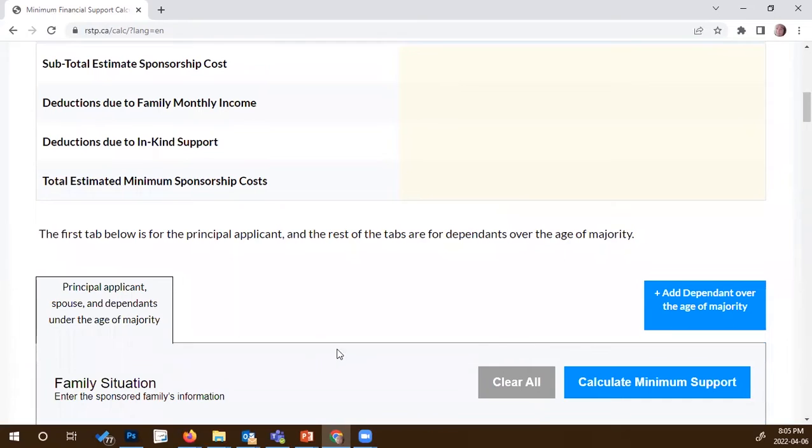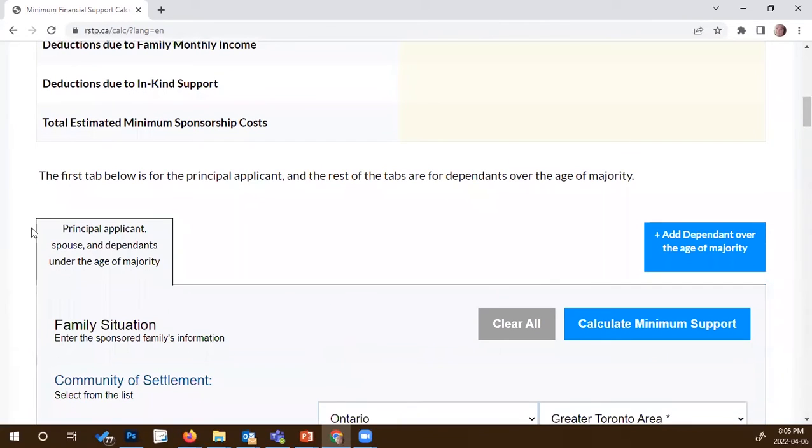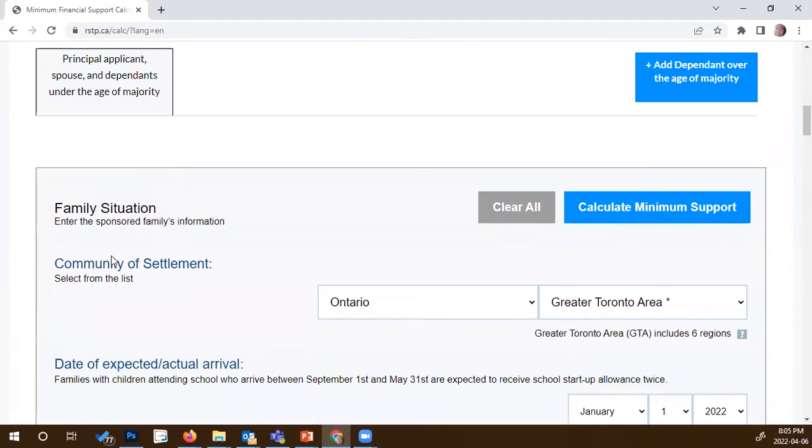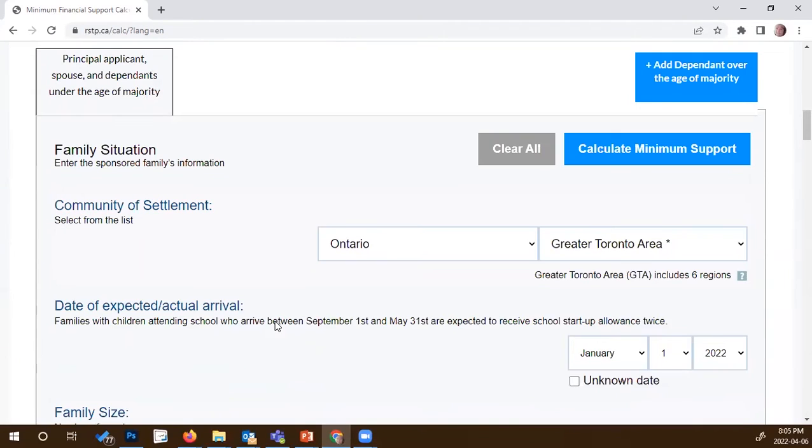So for the calculation tool, you have a tab for the principal applicant, the spouse, and any dependents who are under the age of majority, so under the age of 18. This is who you will include here. So for the purposes of our demonstration, we're just going to do a single adult who has a dependent child who is over the age of 18.